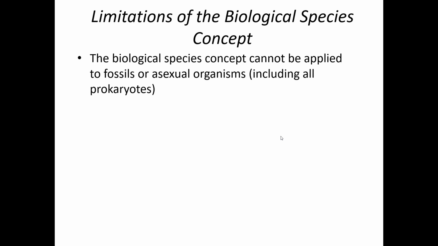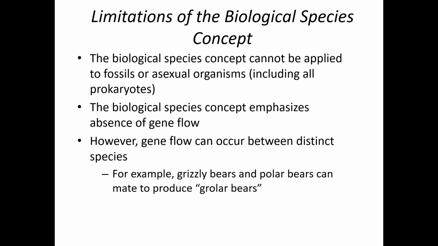So the biological species concept is limited. Like I said earlier, it cannot be applied to asexual critters or fossils. It emphasizes the absence of gene flow, but we know that gene flow can occur between things that we still typically consider distinct species. So it has been suggested that we may need some different species concepts.